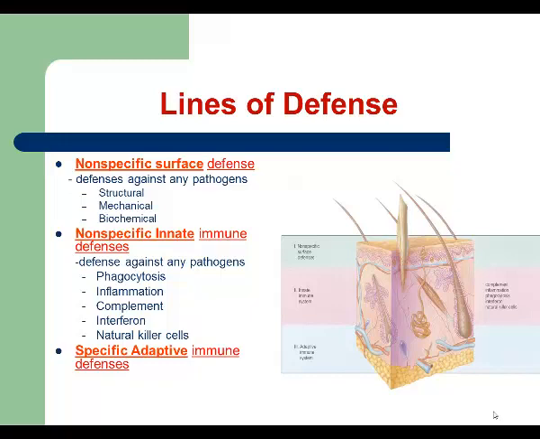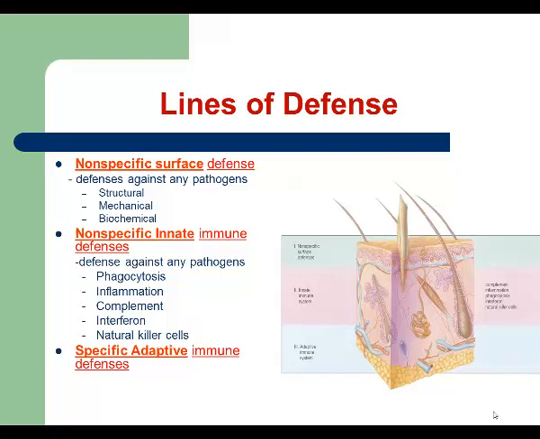An example of the structural part is the structure or anatomy of the skin or mucous membranes. An example of the mechanical part of the first line is urine. When it goes through the urinary tract, it removes microorganisms from the surfaces of the mucous membranes. Another example of the mechanical part is the mucociliary epithelium. It lines the upper respiratory tract. Peristalsis, or bowel movements, is another example of the mechanical part of the first line.